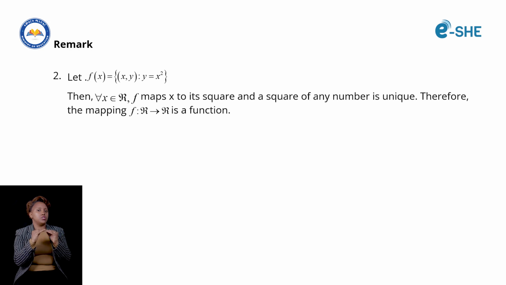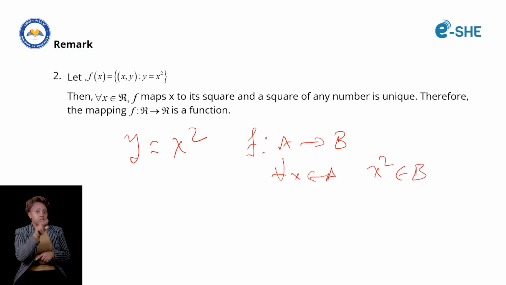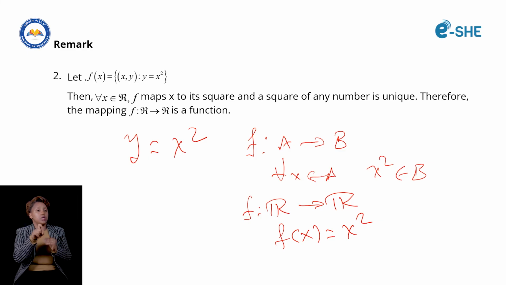If we see f of x for ordered pairs xy related as y is equal to x squared, y is equal to x squared is a relation. It means for every x in the domain, the square of that number is in the range. If f is from A into B, where A is a domain, for every x in A, we are looking for x squared in B. And every number has a unique square of its own. Therefore, the function f from the set of real numbers to the set of real numbers represented by f of x is equal to x squared is a function.